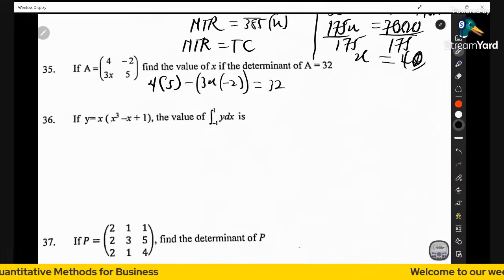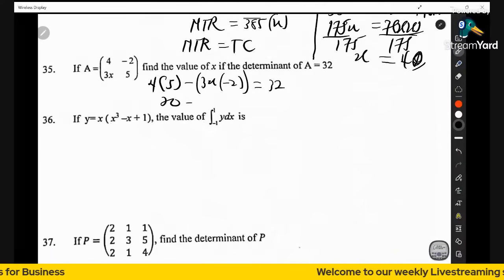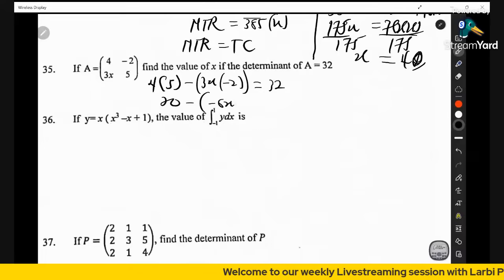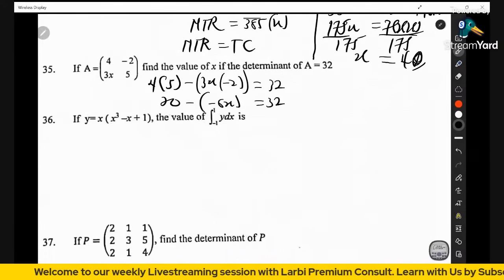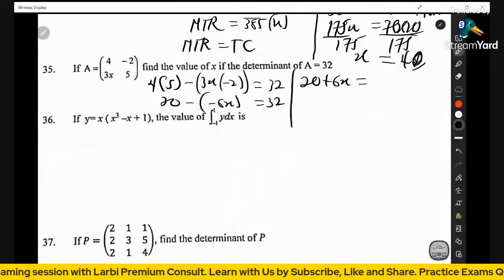So you have here 20, and here negative 6x, and that should be equal to 32. Okay, so negative, negative, making positive. So we'll have 20 plus 6x, and that should be equal to 32.